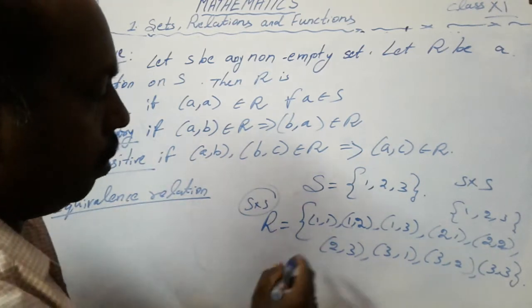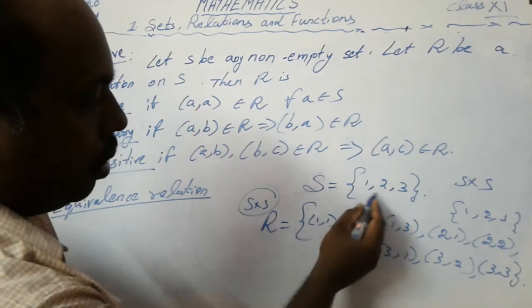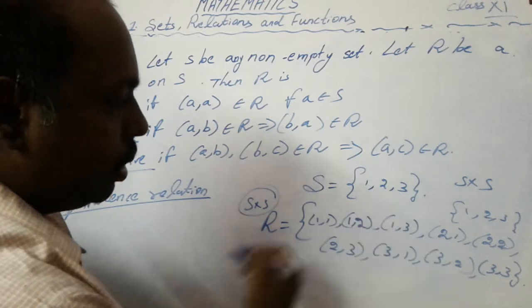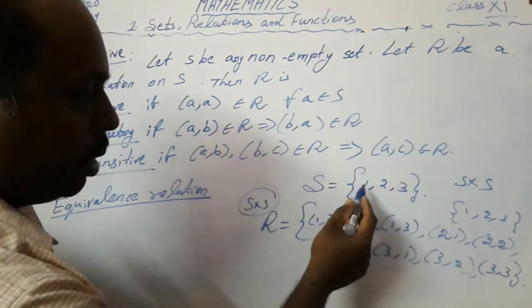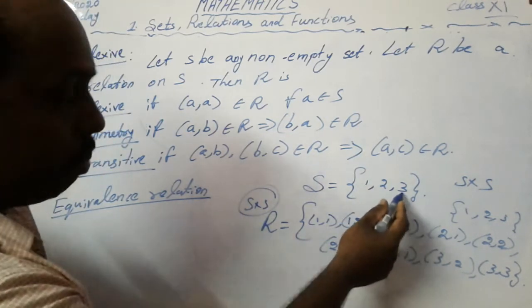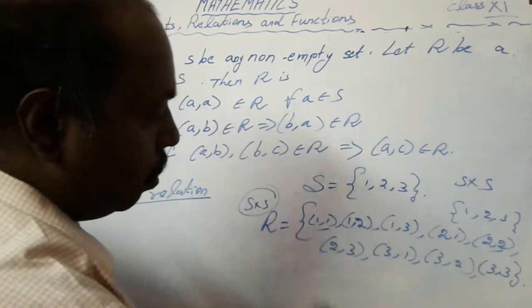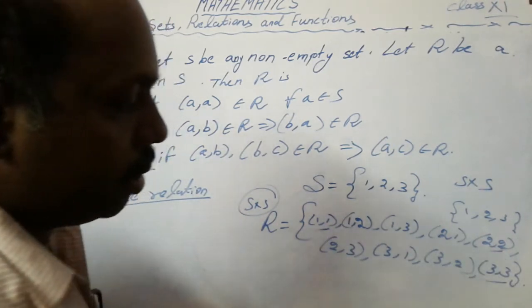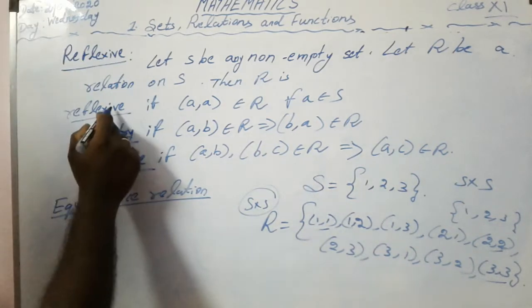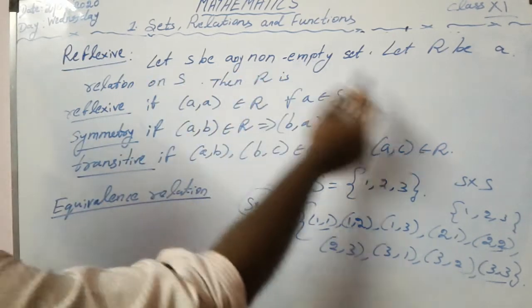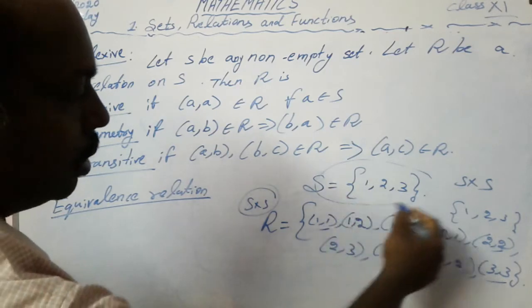So reflexive: if you take 1, 2, 3 as the elements in S, then (1, 1), (2, 2), (3, 3). Now come to the definition of reflexive. Let S be a non-empty set.